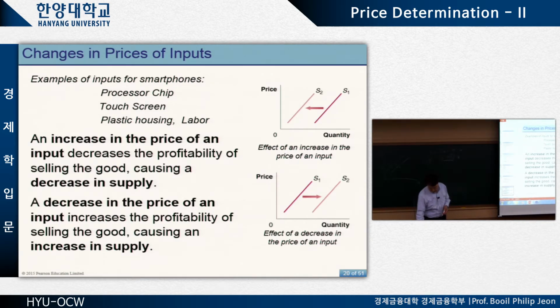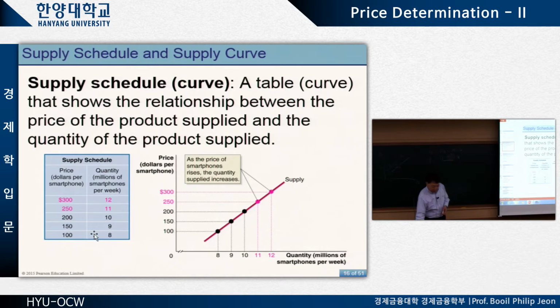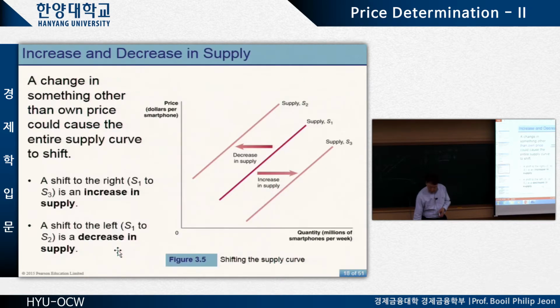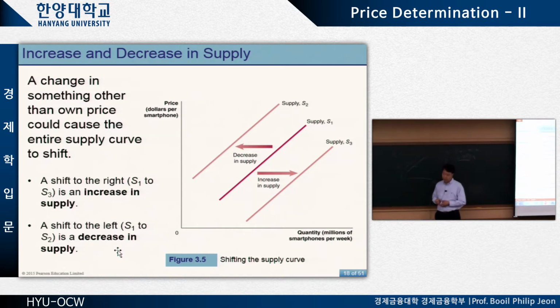So this original relationship between the prices and quantity supplied does not hold anymore, right? We have a completely new relationship. That is a leftward shift of the supply curve. Okay? That's what happens when the input price goes up.